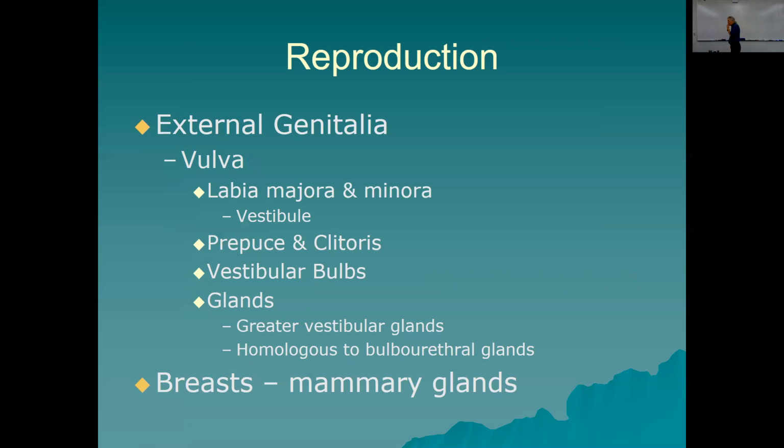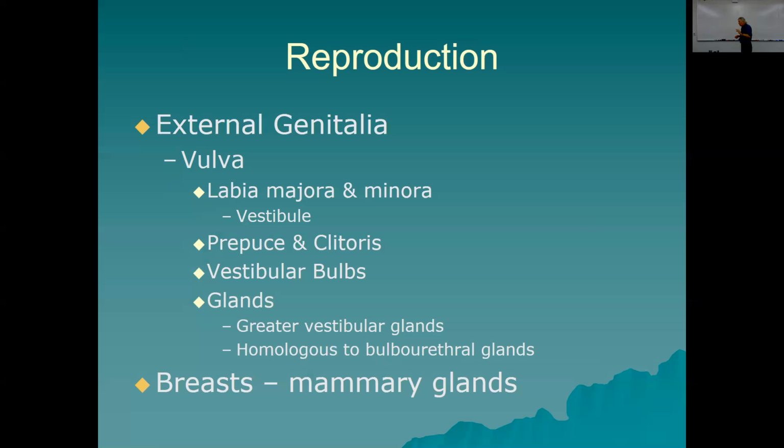Okay, the external genitalia. The vulva is the area within the labia minora. There are two openings in there, the external urethral opening and the vagina. It's also called a vestibule. Now the clitoris is a little dorsal to that, and it has a prepuce as well, a little hood over the clitoris. And the clitoris is the homologue to the glans penis.